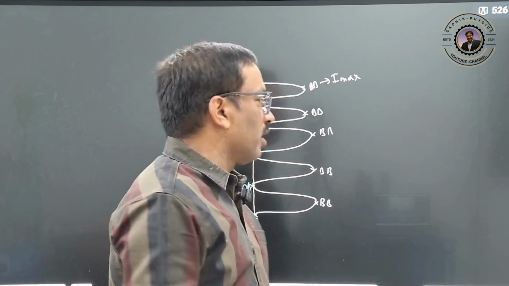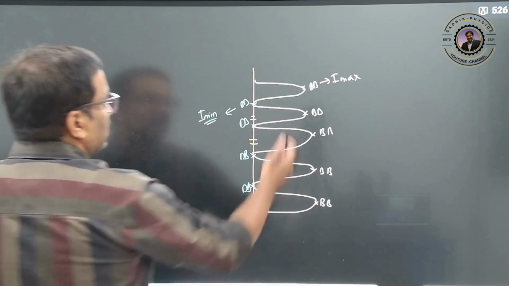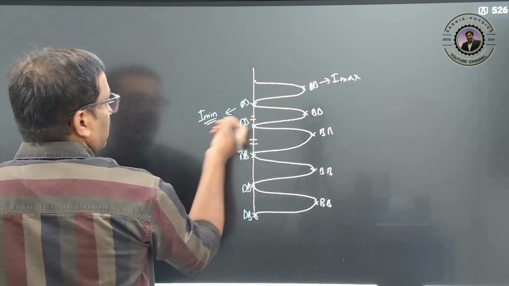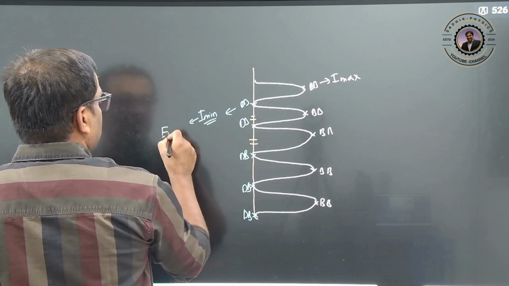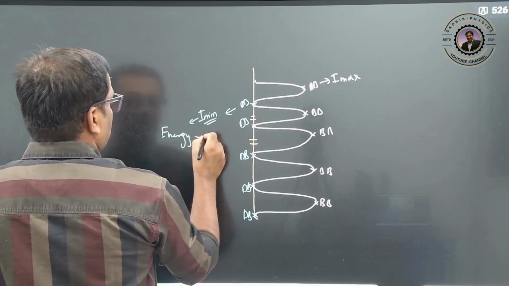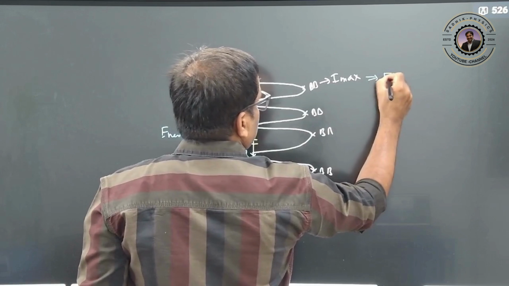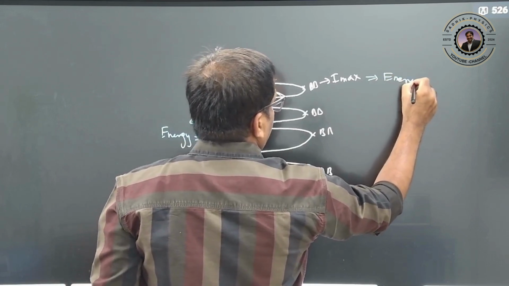And one more important thing: here intensity is maximum, here intensity is becoming 0. Therefore the energy at this point is becoming 0, and here energy is becoming maximum.